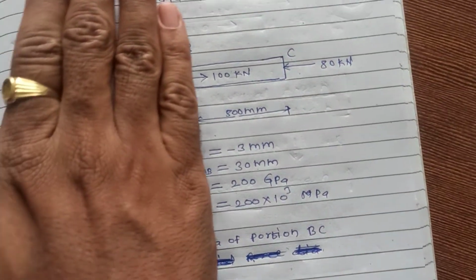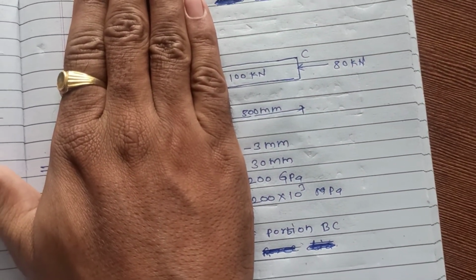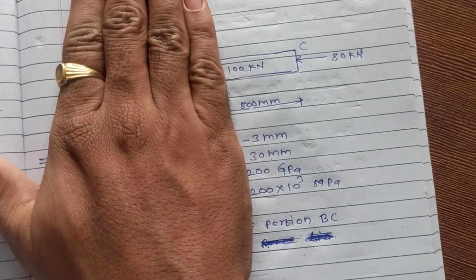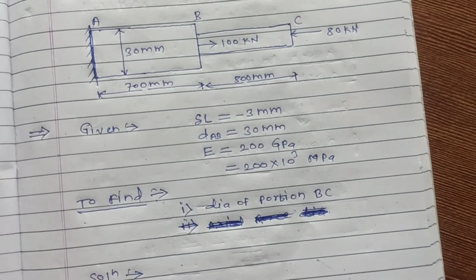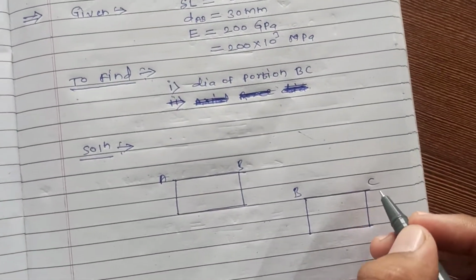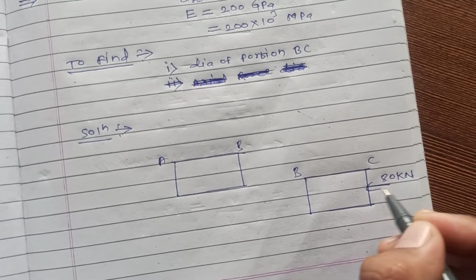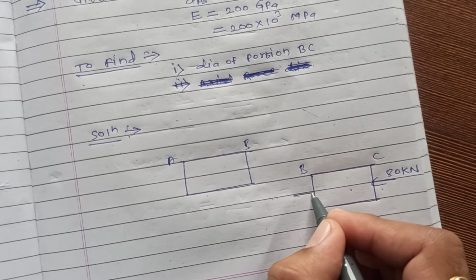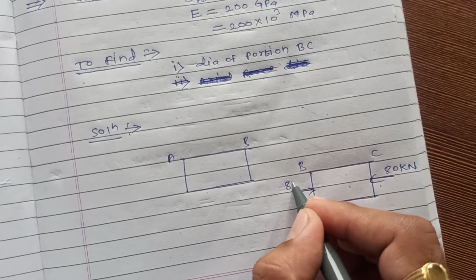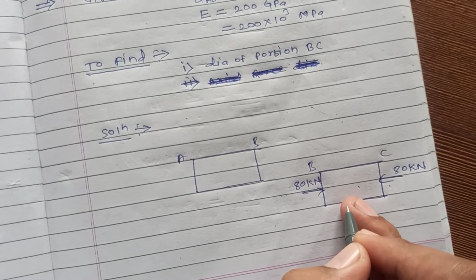Keep your hand here and consider the forces beyond this hand to the right side. There is only one force, that is 80 kilonewton, which is acting to the left side. So show here 80 kilonewton. To maintain this system in equilibrium, we have to apply an equal and opposite force of 80 kilonewton to its other end. So this is about element BC.